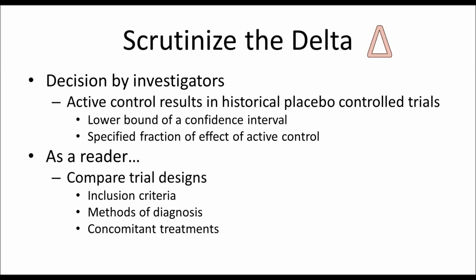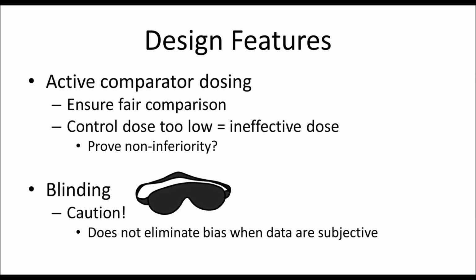As a reader, one should compare the trial design to those trials that were able to distinguish efficacy of the active control. The design should be compared closely in terms of inclusion criteria, methods of diagnosis, and concomitant treatments. If they are not similar, the delta may not be a representation of what is considered to be non-inferior.